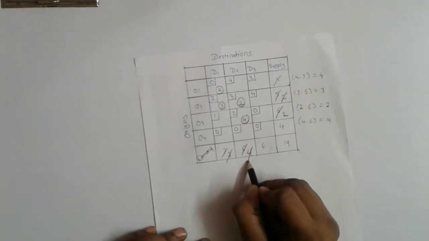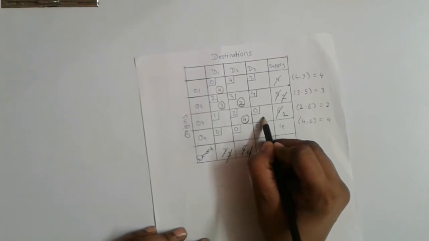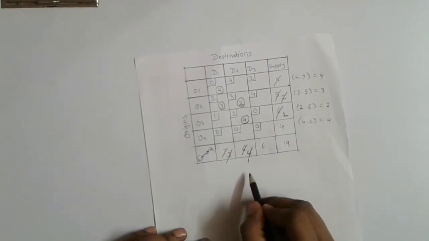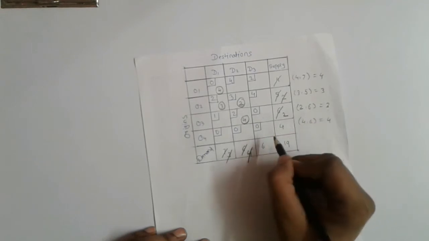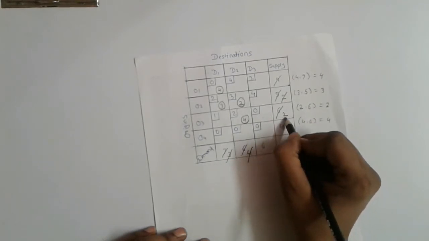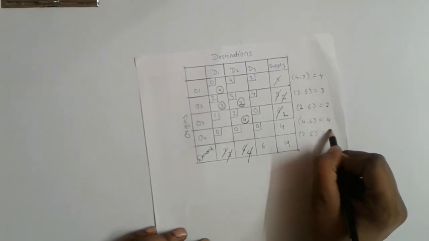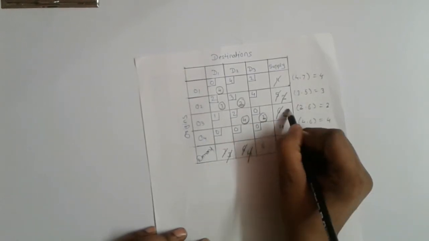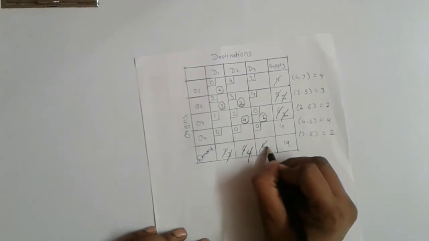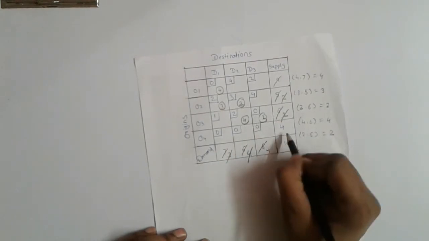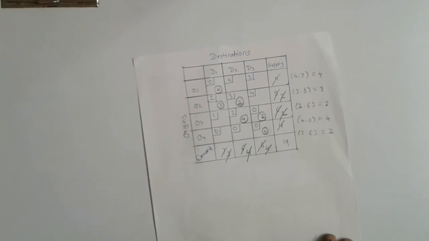Now demand is exhausted, so move towards the next cell in the same row, that is to this cell. Here the demand is 6 units and the supply is 2 units. So minimum of 2 and 6, that is 2 units. Allocate here. Supply is exhausted. Demand remains 4 units. Now move towards this cell as the supply is exhausted. So here the demand is 4 units and the supply is also 4 units. So allocate 4 units here. The supply and the demand are exhausted at the same time.